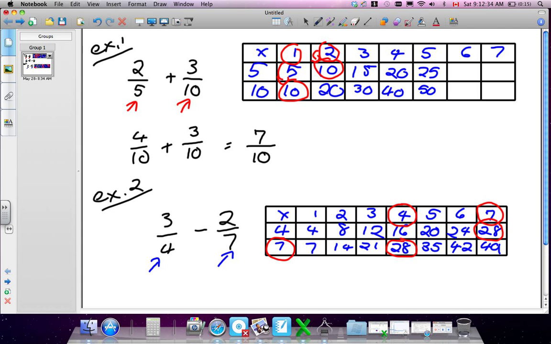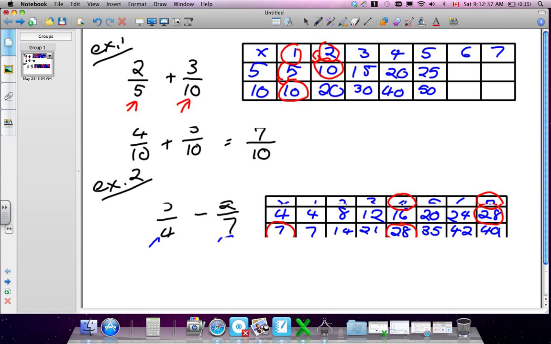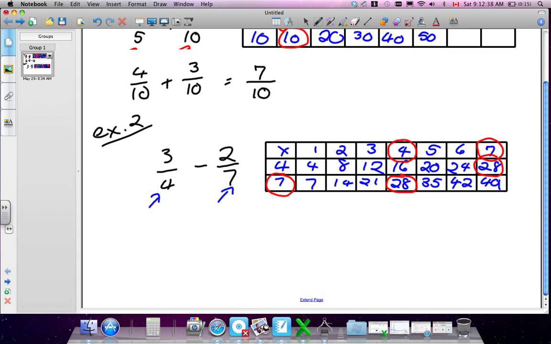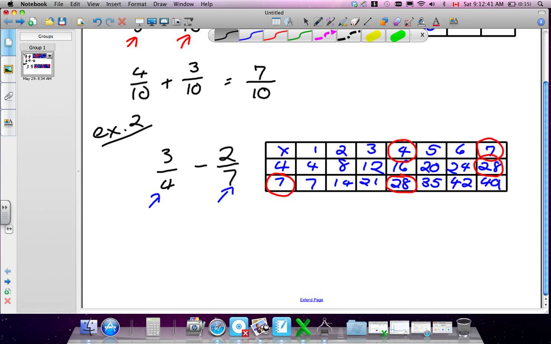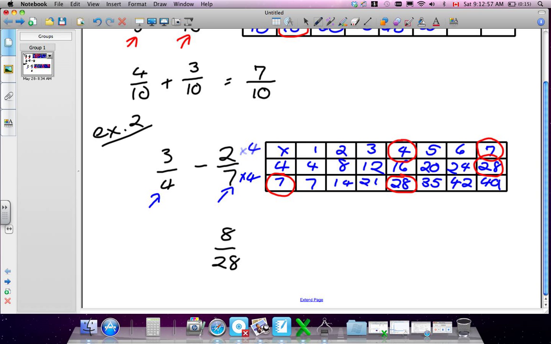So first of all, what do I have to multiply the 7 and the 2 by? 4. Yeah, that's right, because we had our 4 here to get to 28. So 4 times 2 and 7 times 4. What are we going to get as a fraction now? 8 over 28. Okay, and what about our 3 over 4? What do I have to multiply that by? 7. Yep, so 3 times 7 and 4 times 7. What are we going to get? 21 over 28. Hey, very good.